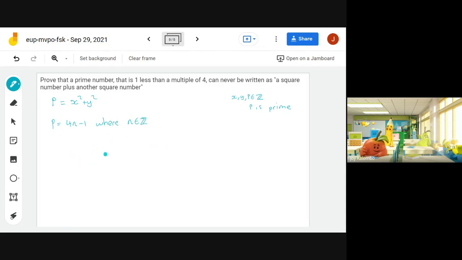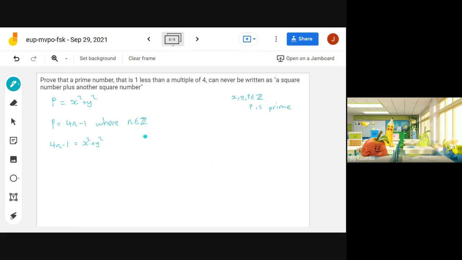Now we need to think about possibilities for x squared and y squared. So we've got that 4n minus 1, essentially, is equal to x squared plus y squared. So we need to look at the possible cases for two square numbers being added together.